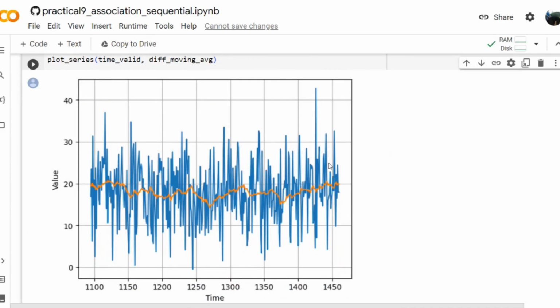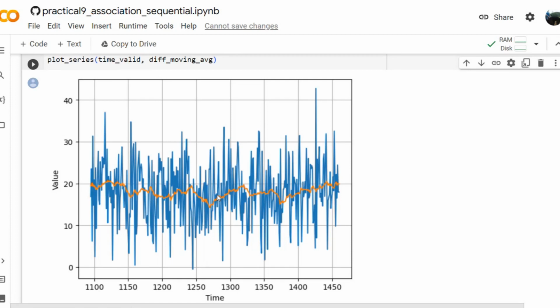So this is the difference data. And the orange one is the moving average, the forecasted value using the moving average approach. But this is not the original value, right? This is the difference value. How do we get back the original value? We have already applied differencing on the original data, and then we applied moving average on the difference data.